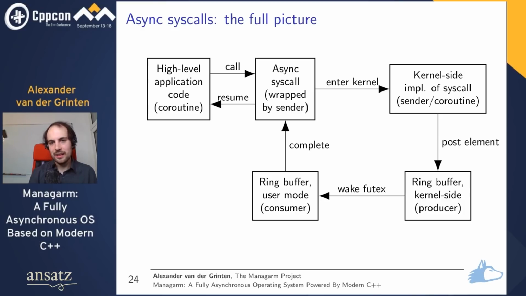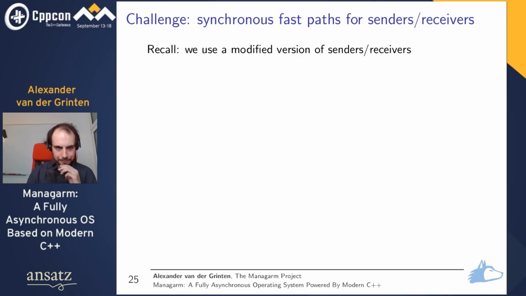And in all layers of the stack, we're using C++ here. At the kernel boundary, we have to somehow translate to raw pointers because we can't pass objects to the kernel, but in all other layers, we just use C++20 coroutines and senders. Good.